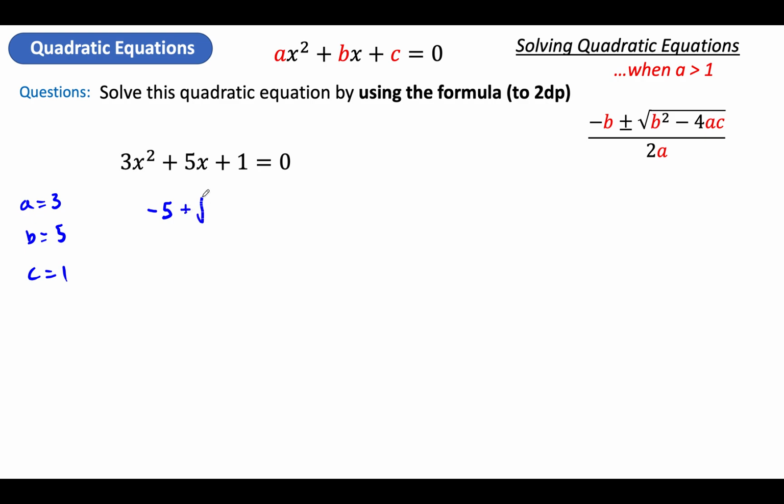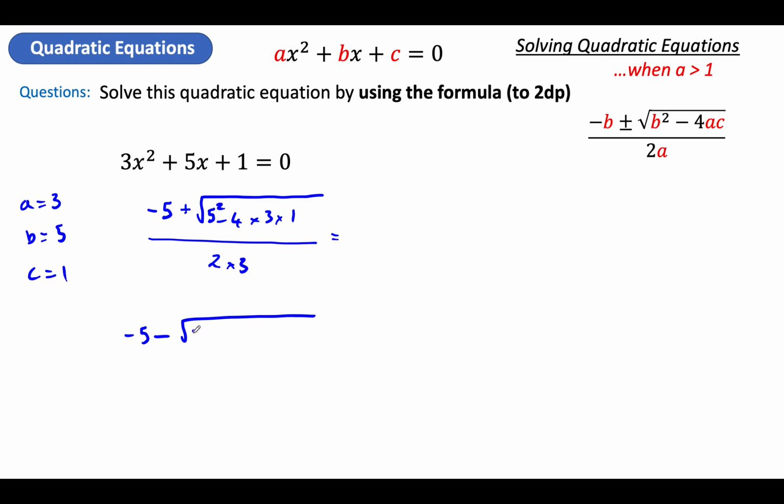Then plus, we'll do it once with plus, once with minus. 5 squared, take away 4, times by a, which is 3, times by c, which is 1. I don't need to put those in brackets this time because none of them are negative. But if they are, put them in a bracket, please, because it helps your calculator get everything right. And then we'll go through again, and we'll do it again, but with a negative this time. Times by 3, times by 1, all over 2 times by 3.